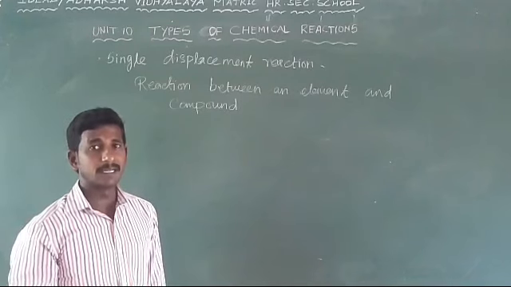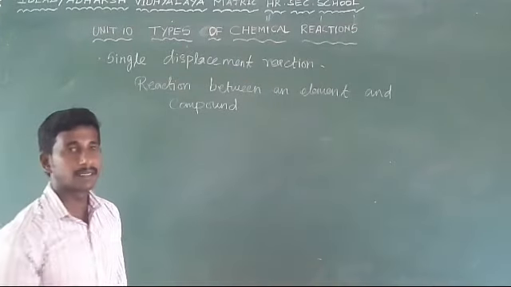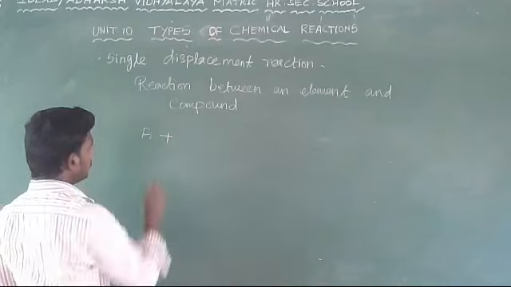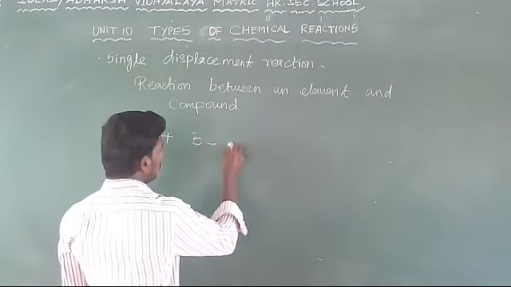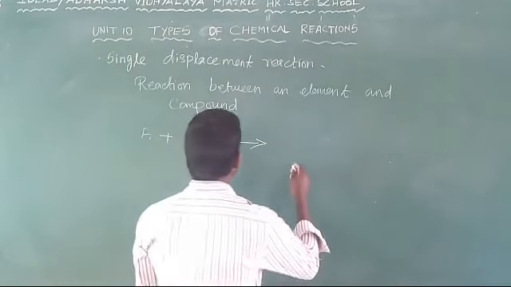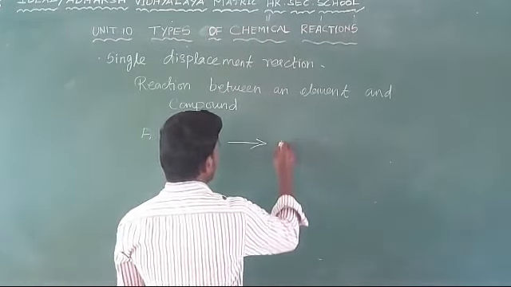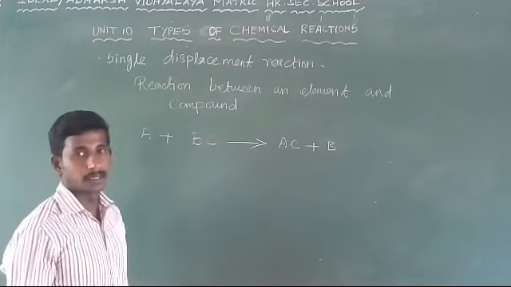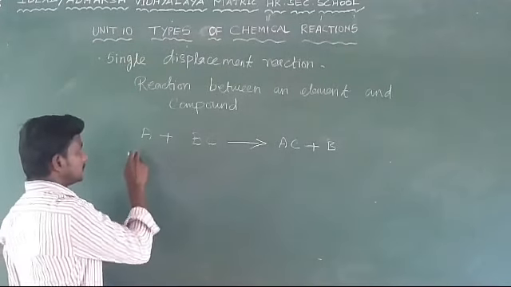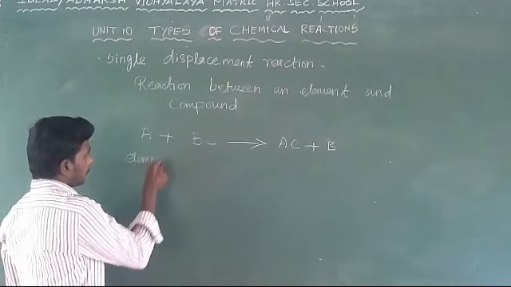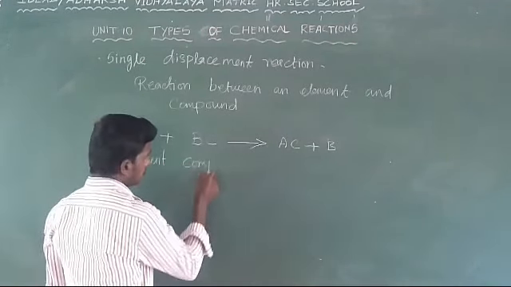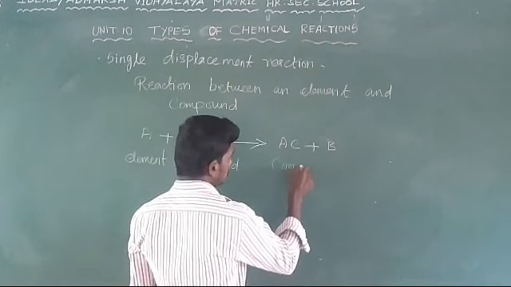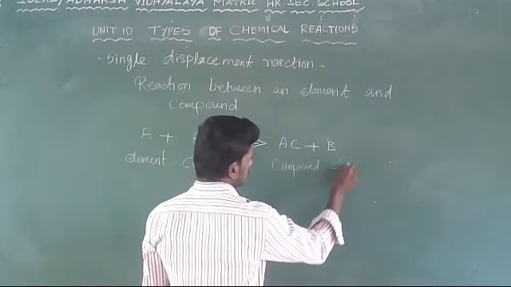In this reaction, the systematic representation of single displacement reaction is A plus BC gives AC plus B. Here, A is an element, BC is a compound, AC is a compound, and B is an element.